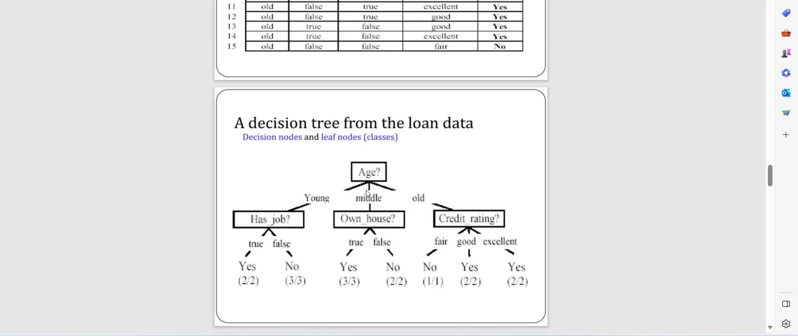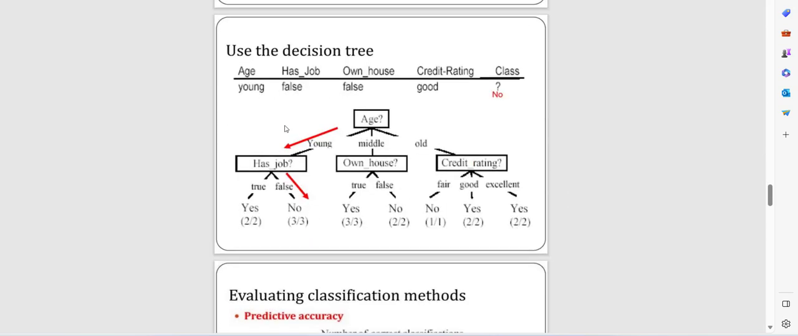Same case for middle age. If the age is middle and the person owns a house and the loan was approved, the total number was 3. If the person's age is middle and he doesn't own a house, he falls in this category. And the same for the old one. So using a decision tree, we have just given it a sample.